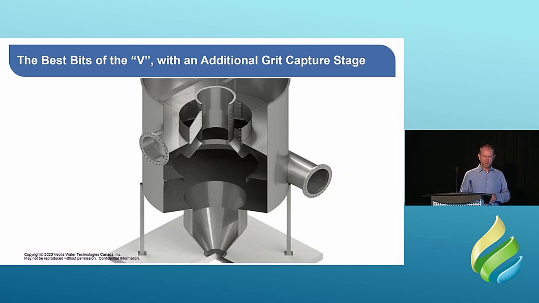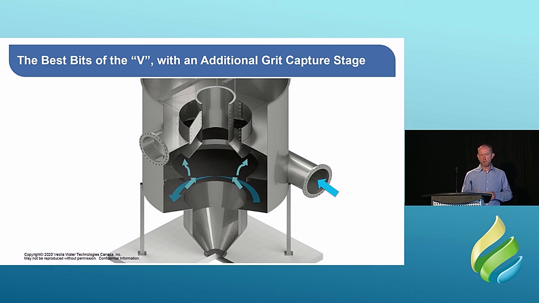So how does it work? The first bit is just like the V. That separator disc was a good design, so we figured let's keep that, let's work with that. So the influent comes in underneath that disc, just like we saw with the V, does a vortex in the bottom there, and then the flow has to get out through the center of that disc.